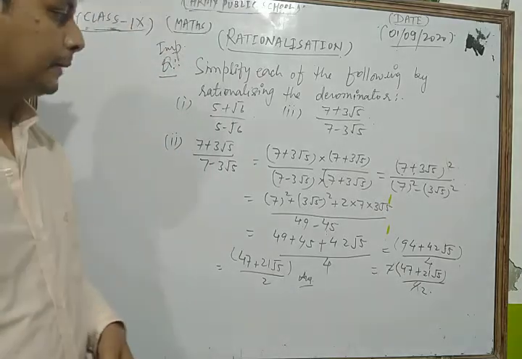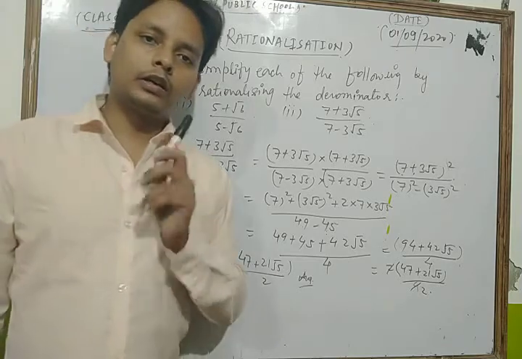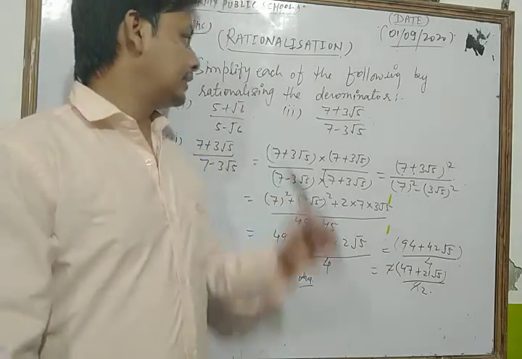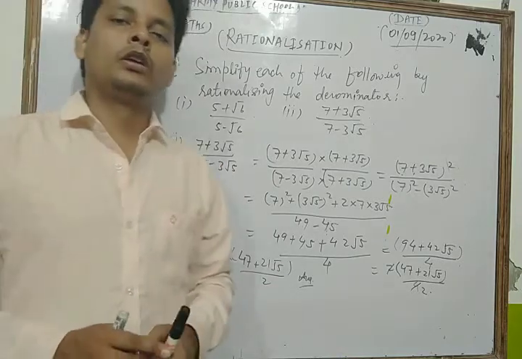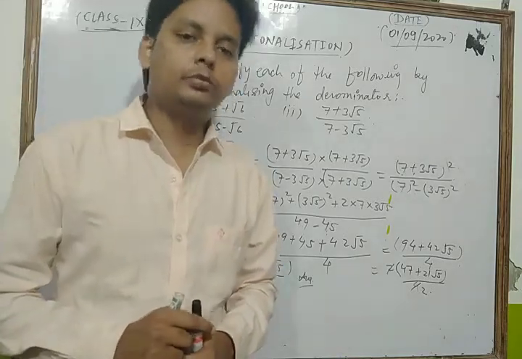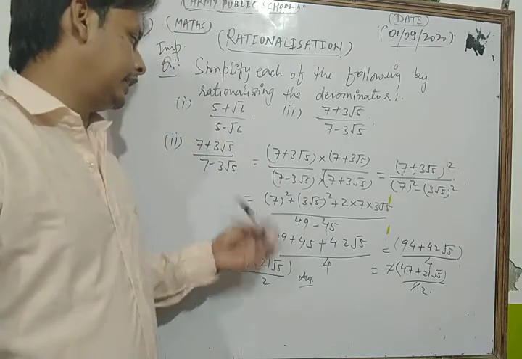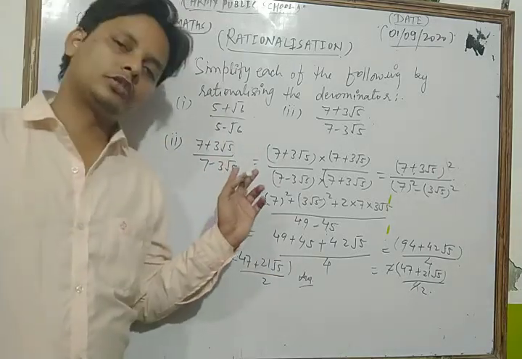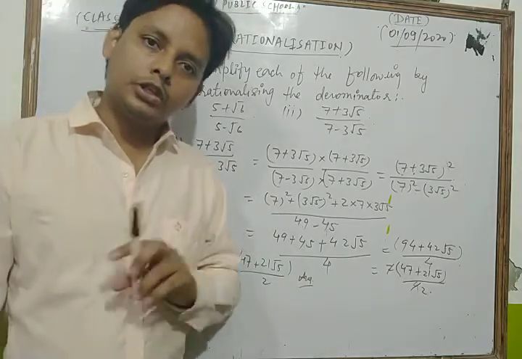Let's see once more. First, dear student, you write your question here. Now after that, for rationalizing the denominator, in that process we must multiply both the numerator and denominator by the conjugate of its denominator. Here the denominator is 7 minus 3 root 5, so its conjugate is what? 7 plus 3 root 5.